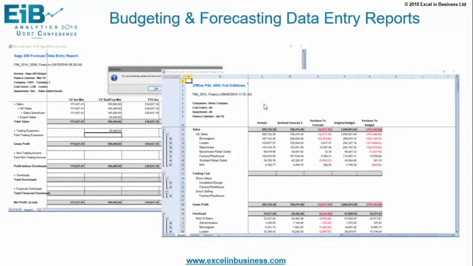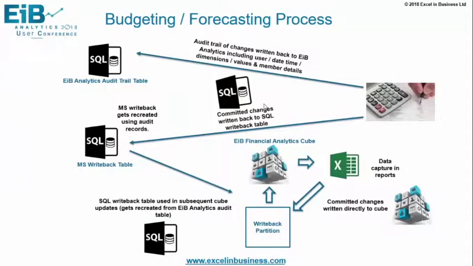I could key the new numbers in for Birmingham, London, Manchester, whatever, and that would automatically consolidate to UK sales, roll up through my chart of accounts. And then if I have multiple cost centers, departments, and even multi-companies, then obviously EiB Financial Analytics 218 will consolidate those all for me. And that's really, really powerful.